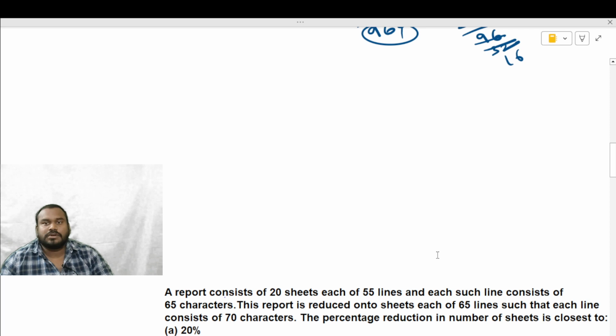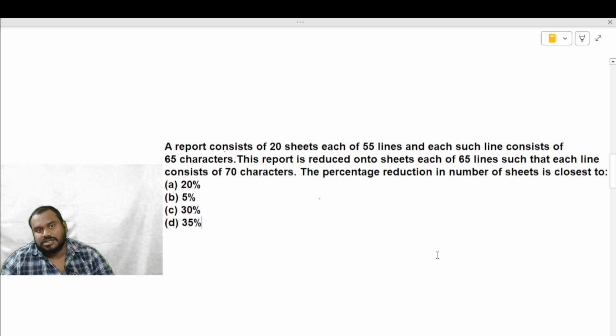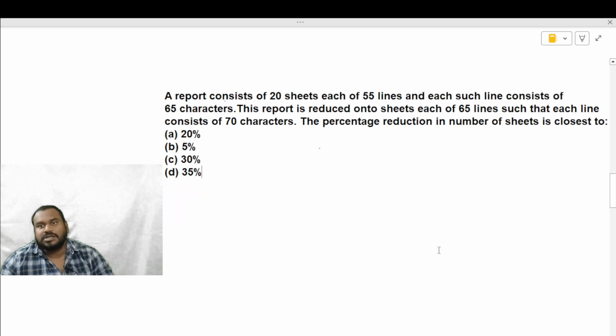A report consists of 20 sheets, each of 55 lines. The previous 5 or 6 questions I covered in the last class, and in this class one question is given from that. For your awareness, I'm telling you, the CAT standard will be a little bit more than the CGL standard.